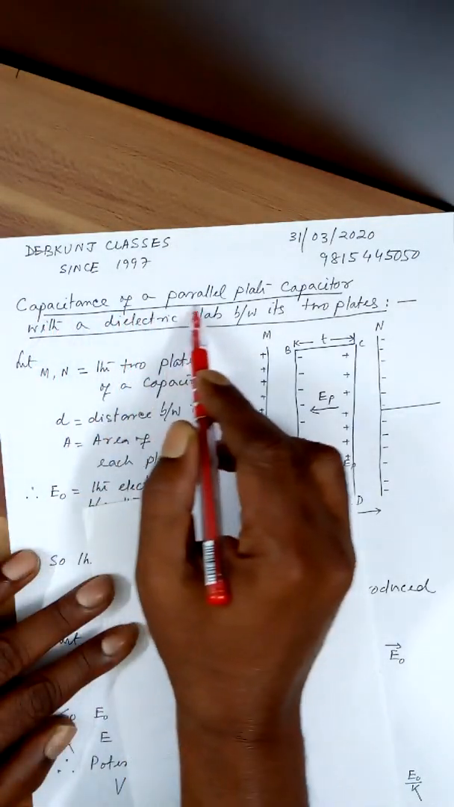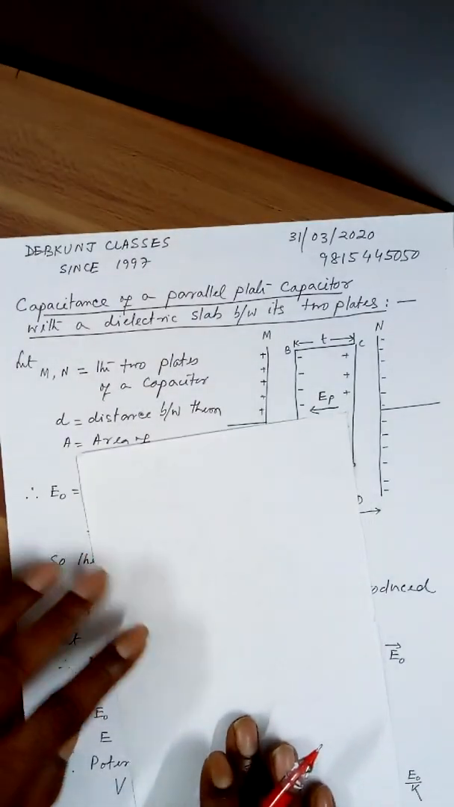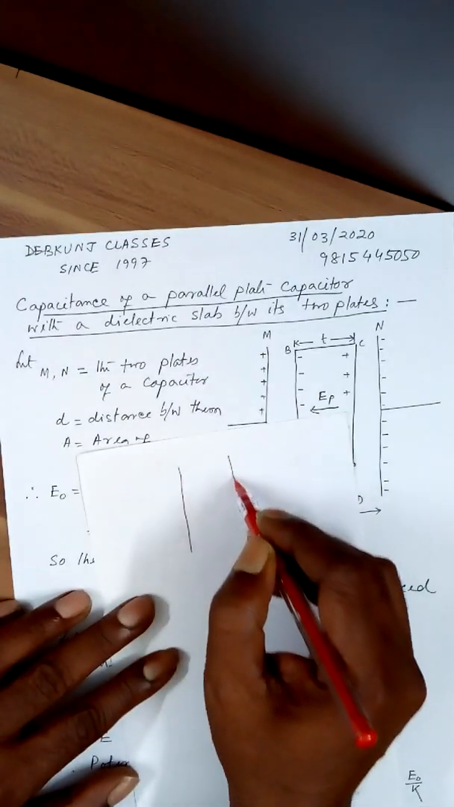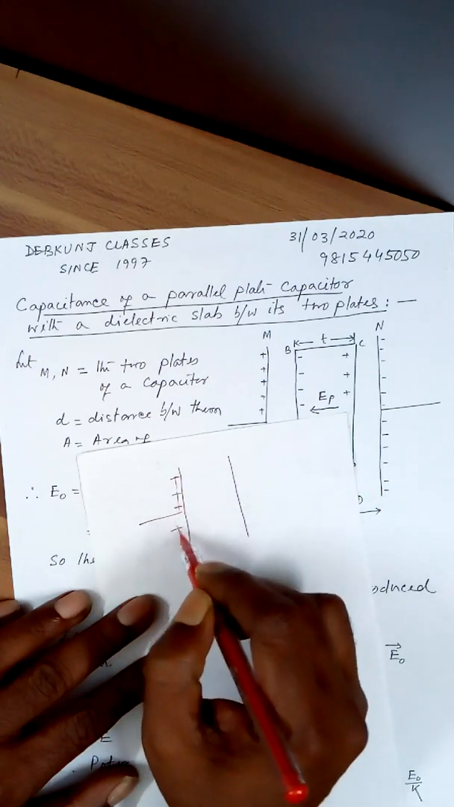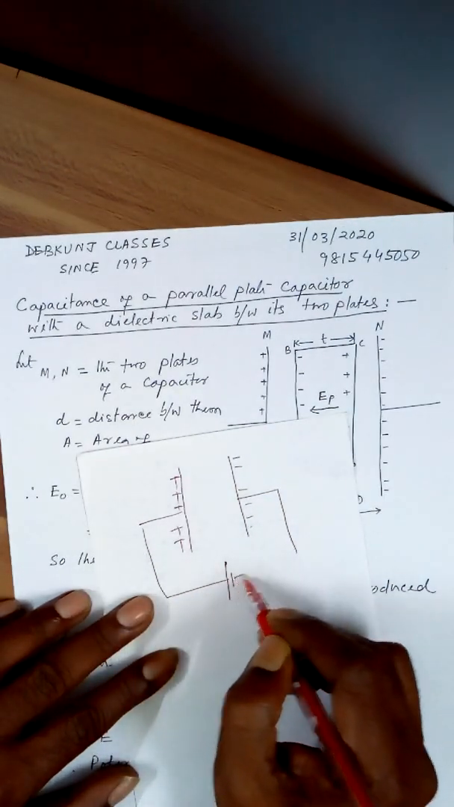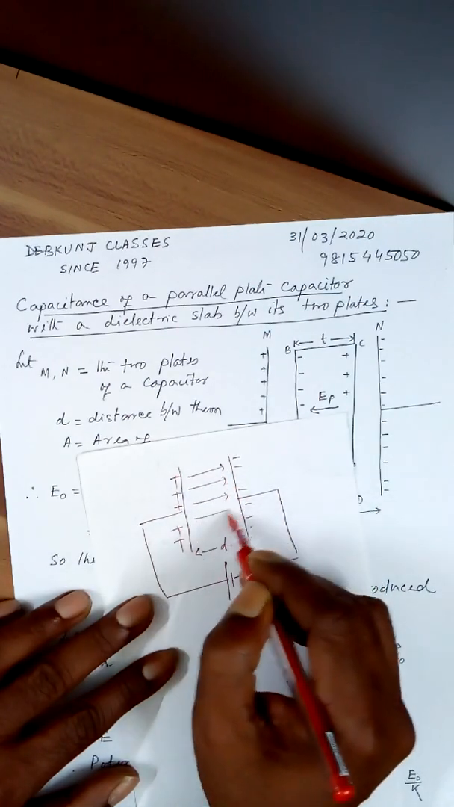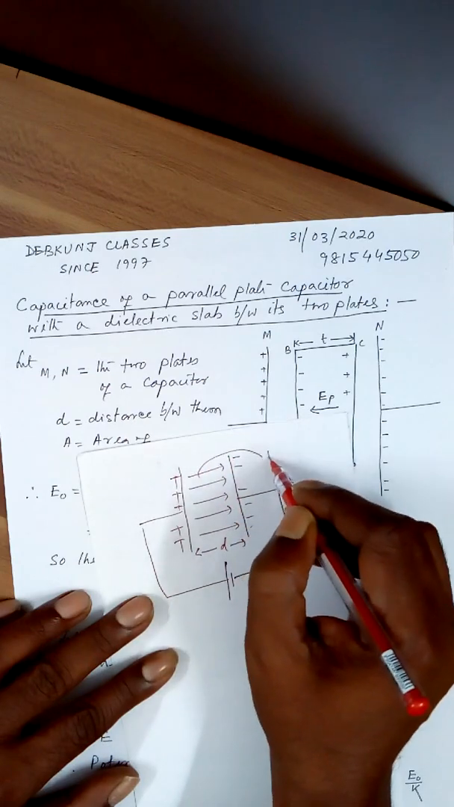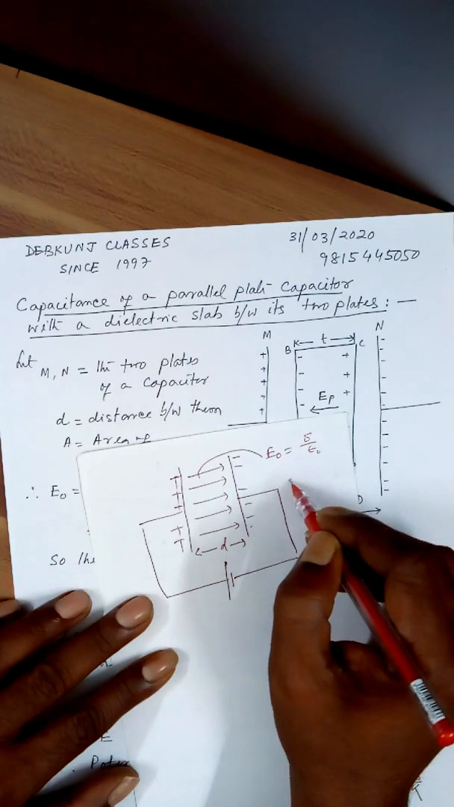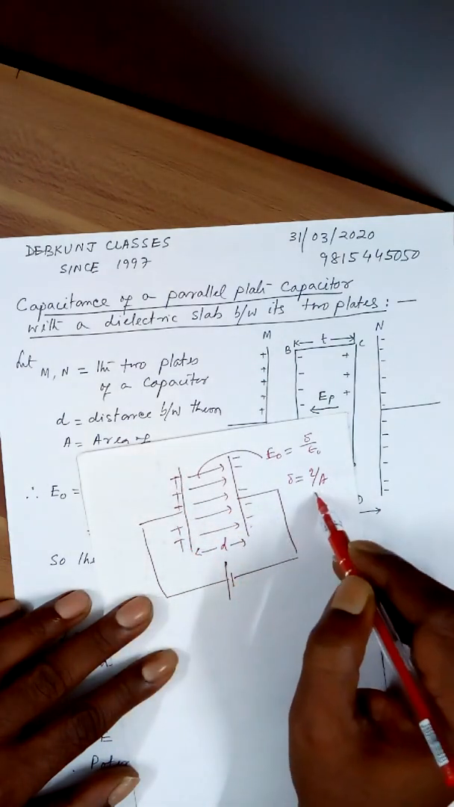Now, what is the capacitance of a parallel plate capacitor with a dielectric slab between the two plates? We have already learned in the previous lectures, for a parallel plate capacitor, this was positively charged and this was negatively charged, and the distance was d, and there was an electric field to this side, and the electric field E naught was equal to sigma by epsilon naught, and sigma was equal to charge on this plate divided by its area A.